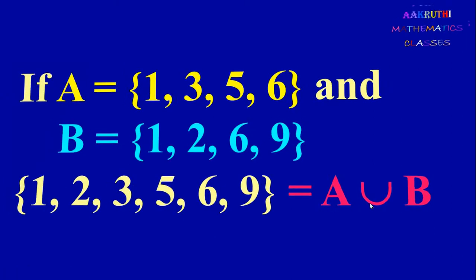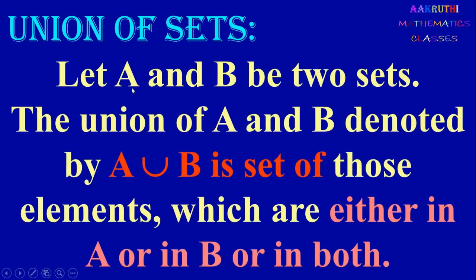Next, we see the definition of the union of sets. Let A and B be two sets. The union of A and B, denoted by A union B, is a set of those elements which are either in A or in B or in both. So we take all the elements from A, all the elements from B, and also the common elements. All elements together we call the union of sets.